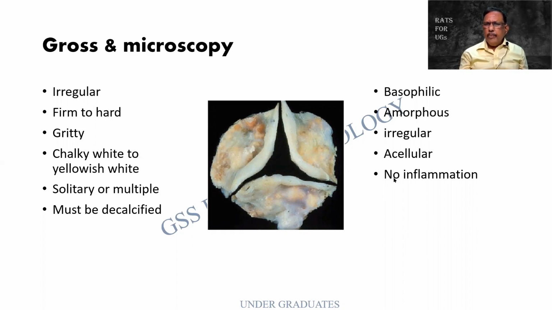What is the microscopic appearance? I have already told you in a previous slide. It is basophilic, blue, amorphous, irregular, acellular, with no inflammation. This will be the very simple description. In fact, it will appear a little complex. Just memorize what I am saying. That will be the gross and the microscopy of pathological calcification.